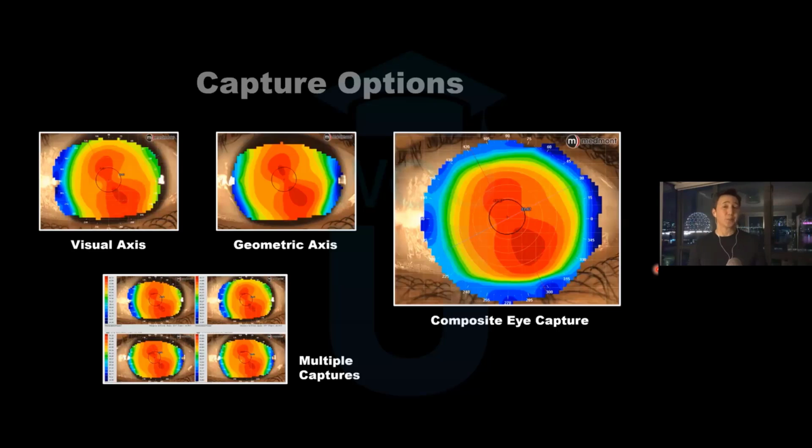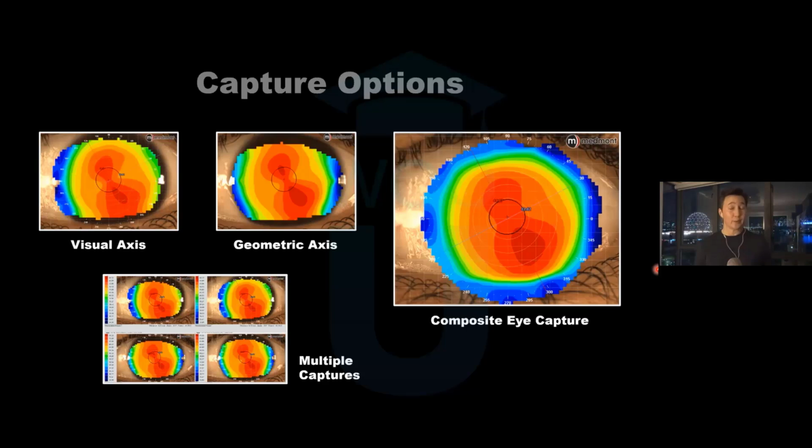Now, there's numerous capture options that you may be familiar with. Most topographer companies will teach you to capture along the visual axis, and Medmont is no different. For advanced software platforms like the Wave, you may be asked to do something called a geometric capture, and that's where we try to center the topography to the cornea, and we'll talk a little bit more about that.